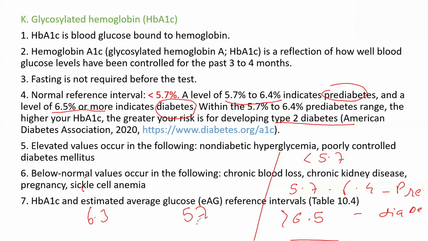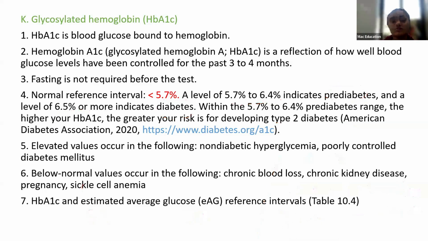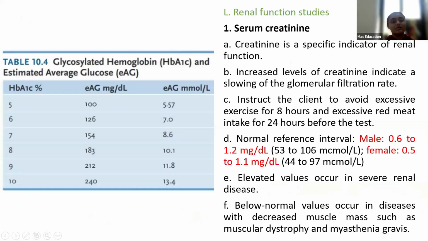Okay. HbA1c and estimated average glucose reference intervals. So there is a table, 10.4. We can see the normal values of HbA1c and also the estimated average glucose. HbA1c is also called estimated average glucose. Ultimately, we are finding the average of 3 or 4 months. So let's see the table.